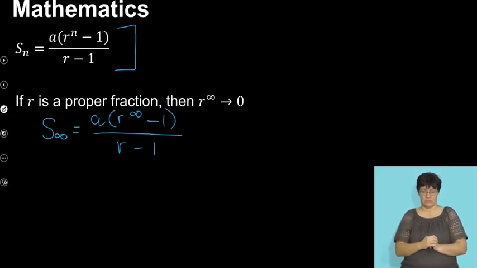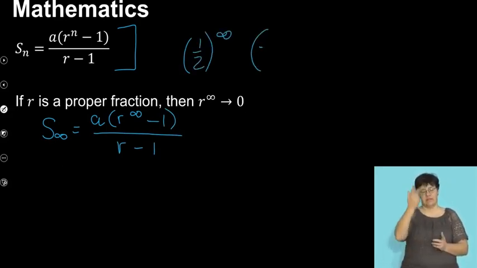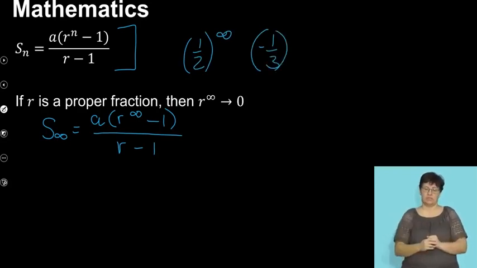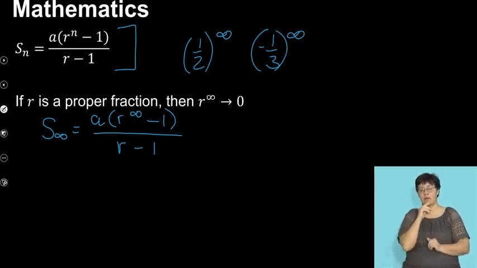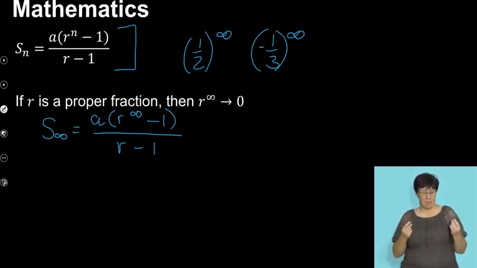So guys, please remember that my ratio is a proper fraction. And if I take any proper fraction, I could take a half to the power of infinity, or I could take -1/3 to the power of infinity. I'm sure that you guys will agree that as soon as I raise a half to any type of power, especially if it's as large as infinity, the number itself is going to get closer and closer to 0. It's the same thing with -1/3. If I'm raising that to an incredibly large number, it's going to get closer and closer to 0.